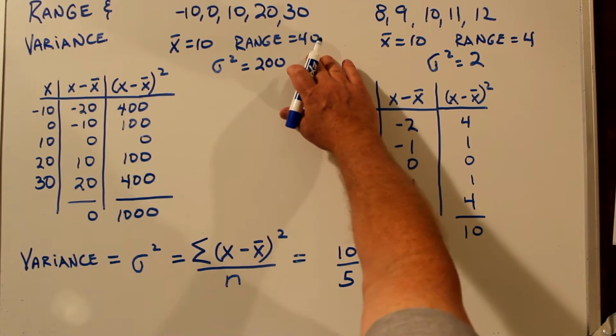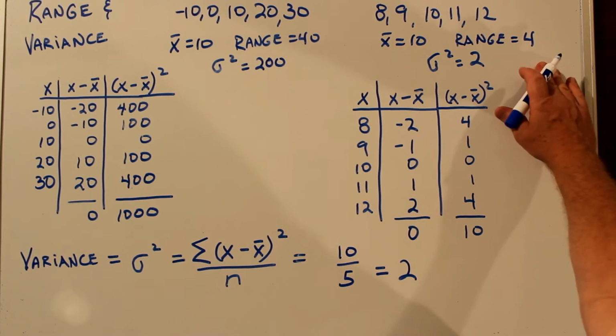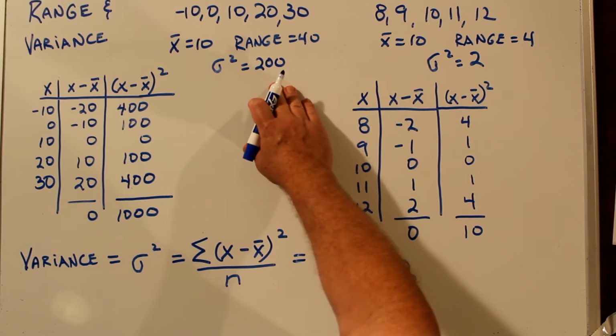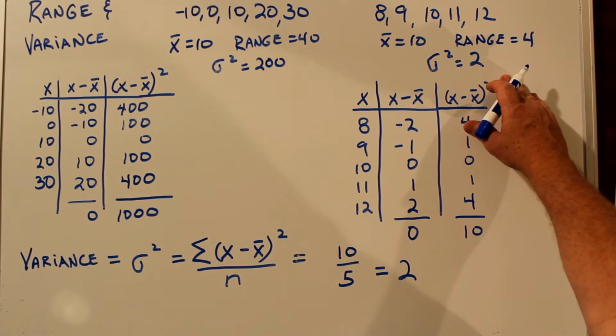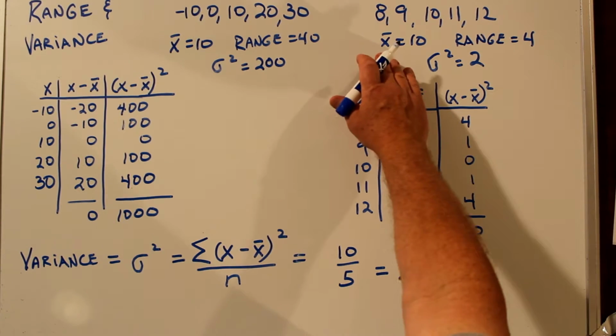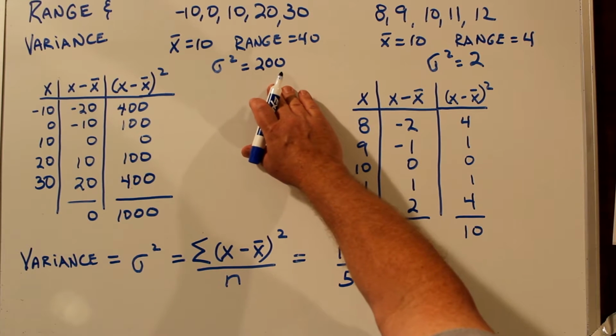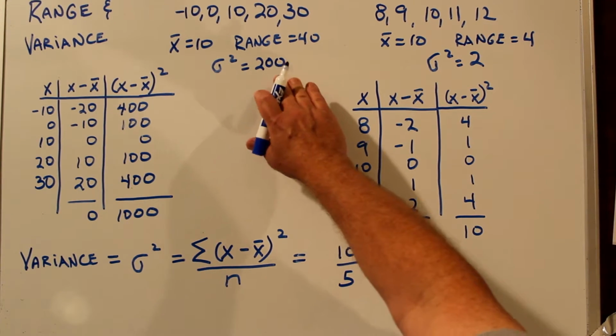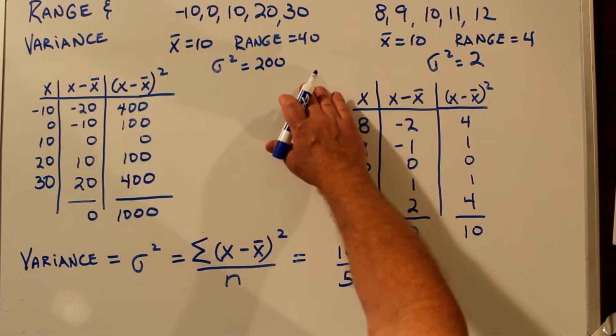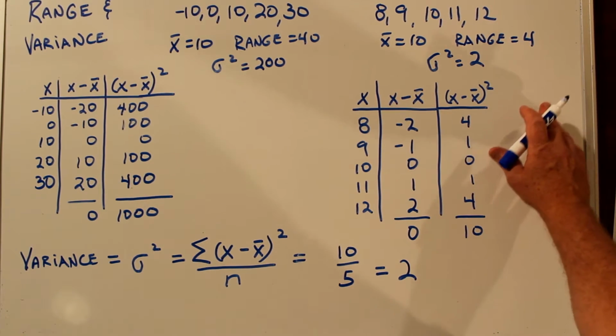So let's look. The first group has a range 10 times the second group, and the variance is 100 times that of the second group. So even though the averages are the same, the range is 10 times greater in this group, and the variance is 100 times greater in this group. So by using the range and the variance, we get a better feel for the kind of data that we're looking at.